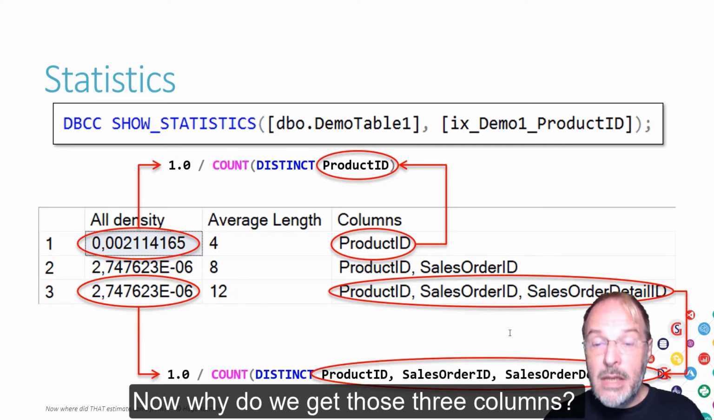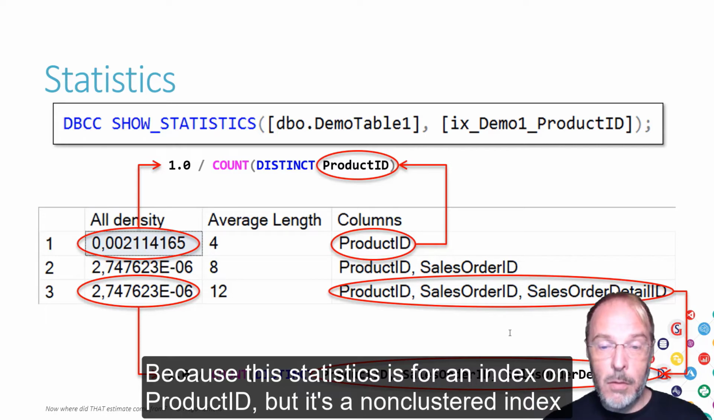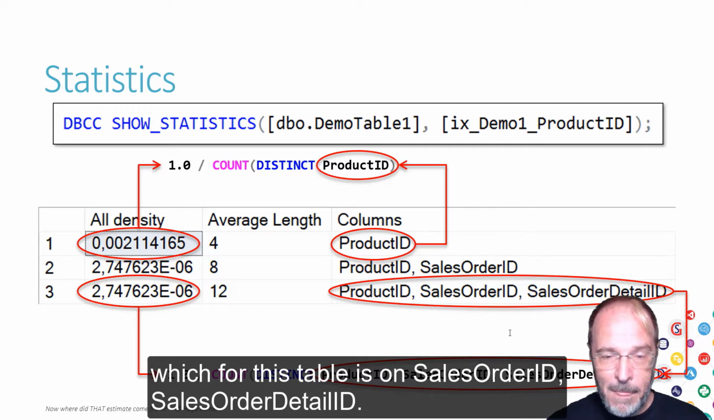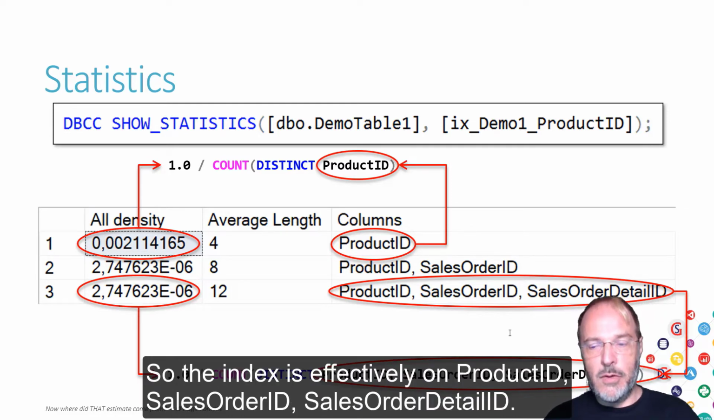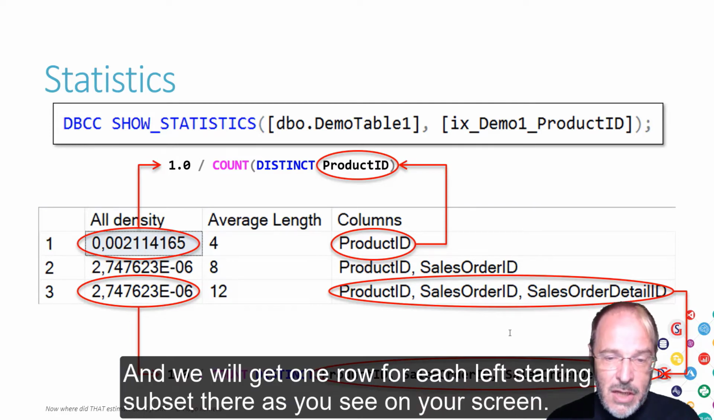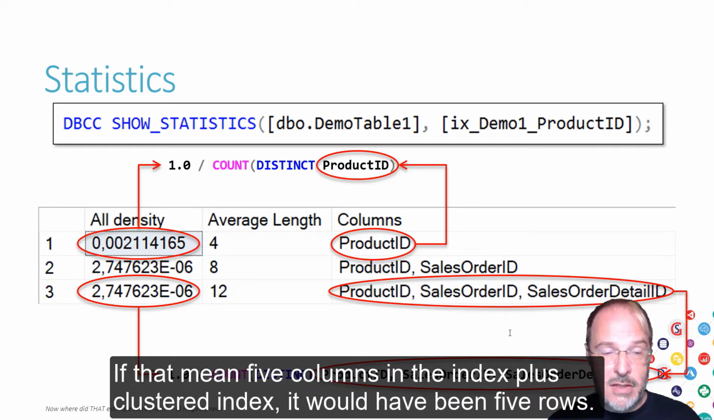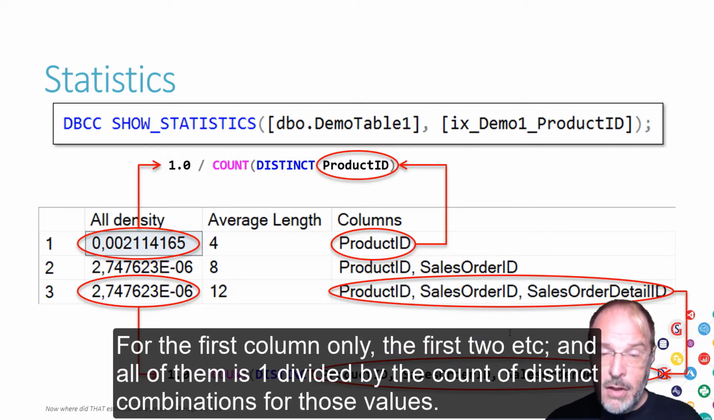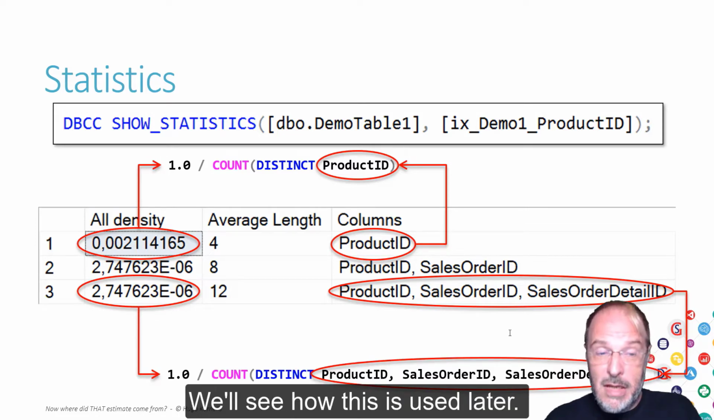Now, why do we get those 3 columns? Because this statistics is for an index on product ID, but it's a non-clustered index, and every non-clustered index also has information about the clustered index, which for this table is on sales order ID, sales order detail ID. So the index is effectively on product ID, sales order ID, and sales order detail ID, and we will get 1 row for each left-starting subset, as you see on your screen. If it had been 5 columns in the index plus clustered index, it would have been 5 rows. If I had manually created a 5-column statistics object, we also would have had 5 rows: for the first column only, the first 2, etc. And all of them is 1 divided by the count of distinct combinations for those values. We'll see how this is used later.